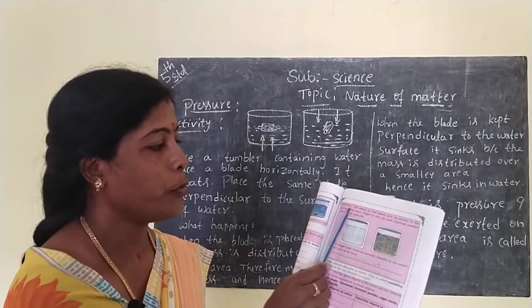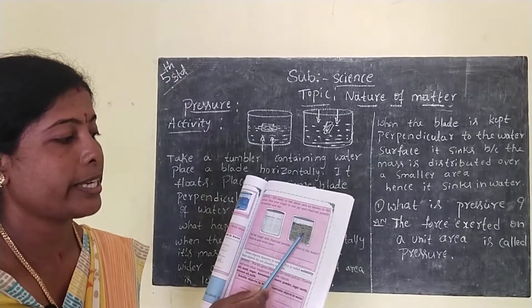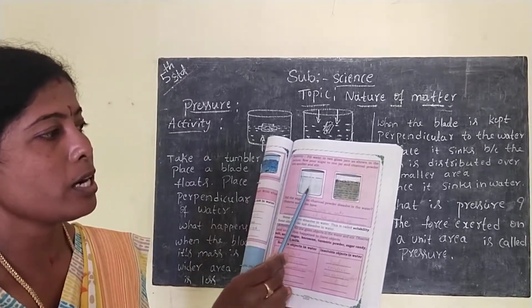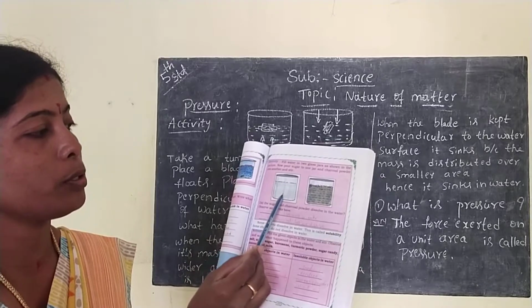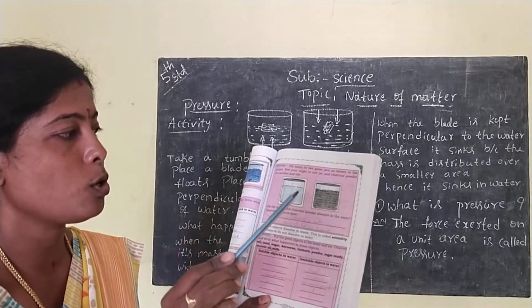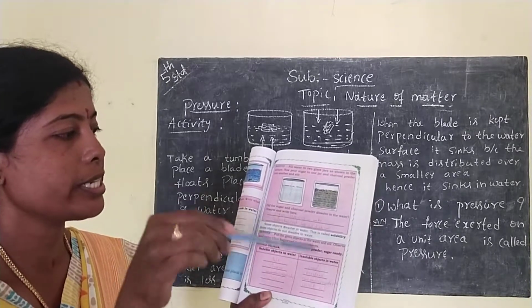Children, here one more activity is given. Fill water in 2 glass jars. Take 2 jars and fill water as shown in the picture. Now pour sugar into 1 jar. You have to put sugar in 1 jar, and you have to take some charcoal powder and put it in another jar and stir it well.